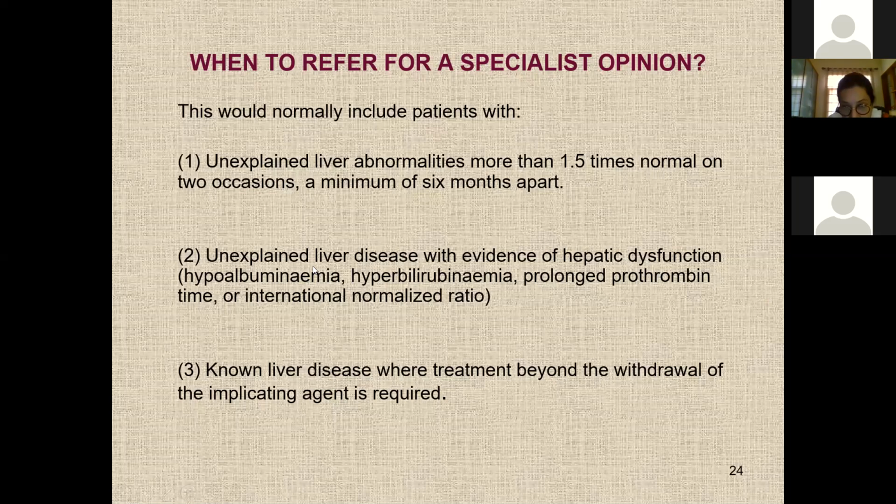Unexplained liver disease with evidence of hepatic dysfunction like low albumin, increased bilirubin level, prolonged PT or INR. This means that the patient is going into chronic liver disease. Known liver disease where treatment beyond the withdrawal of the implicating agent is required. If you know that this is drug induced and you have stopped that drug, but still the liver function is not getting better or it's worsening, then this is the time that you need a specialist referral.